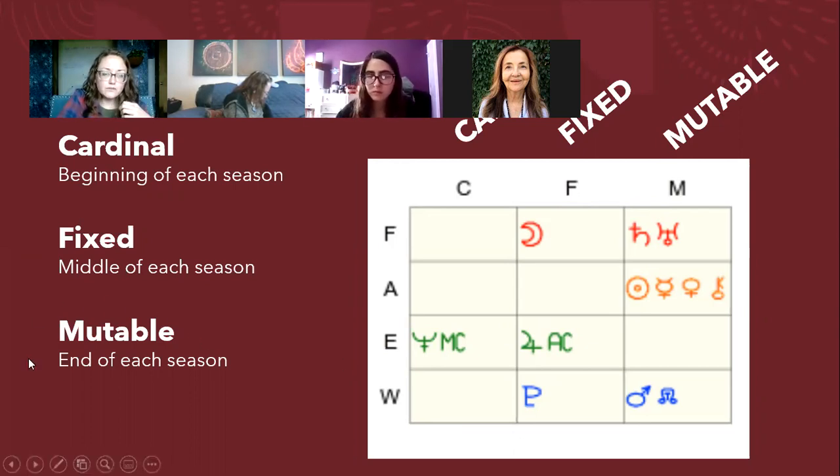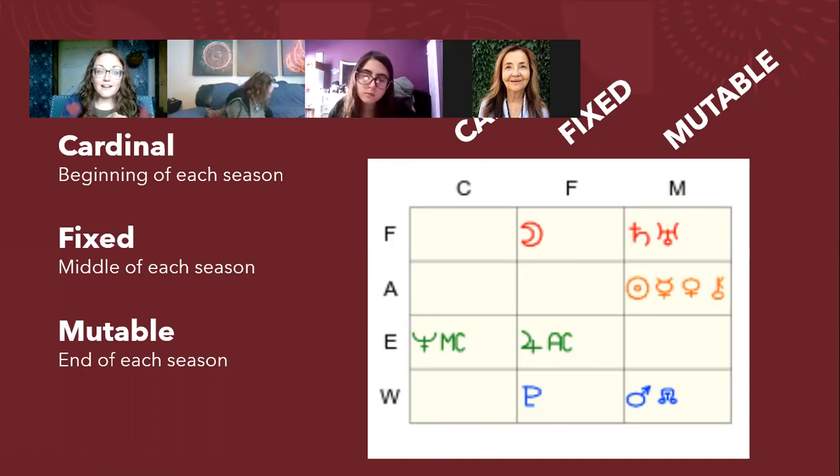And then mutable is the end of each season. So I like to look at it both ways. Are they balanced this way, between the four elements? And then also look at it this way: are they heaviest on cardinal or fixed or mutable? Because right off the bat, that can tell you a lot about a person.